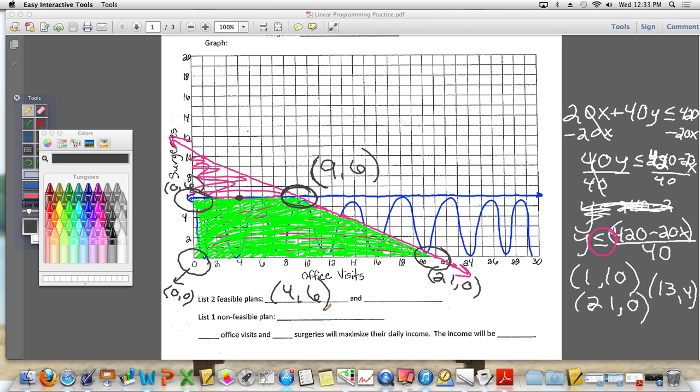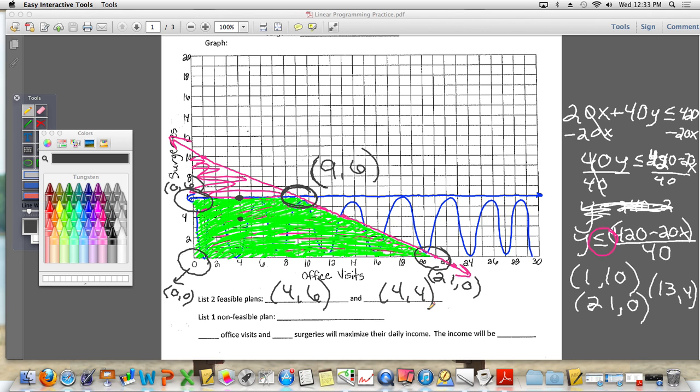4, 4. I heard 4, 4. If I go over 4 and up 4, that means if I perform 4 office visits and 4 surgeries in a day, I could do that. I have enough time, and it doesn't exceed the 6 surgeries per day that I cannot exceed.